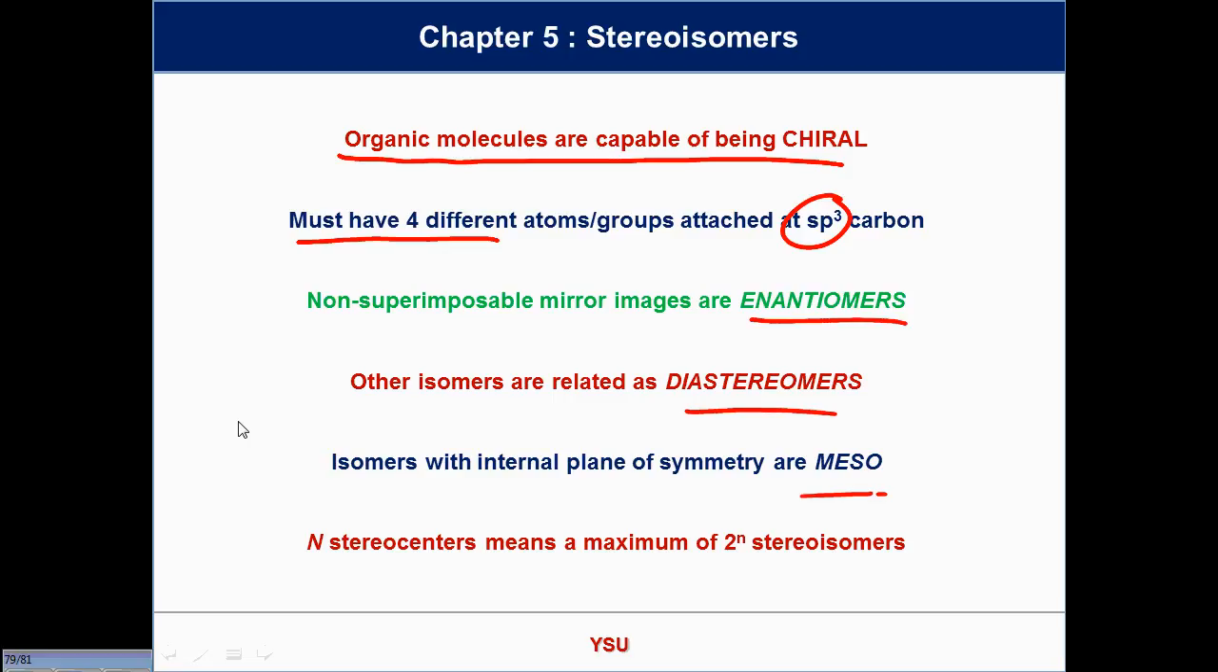And what do you have to have for meso? What's the basic requirement for meso? Symmetry, a plane of symmetry. You must have that in there for it to be meso. And then finally, keep this in mind as we work into the more complex ideas soon. If you have n stereocenters, you can get 2 to the n stereoisomers.